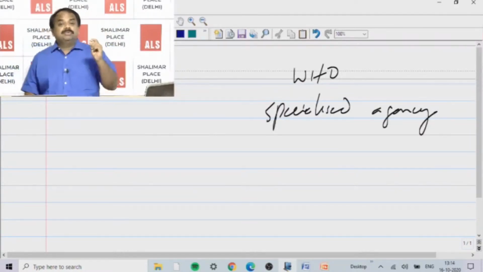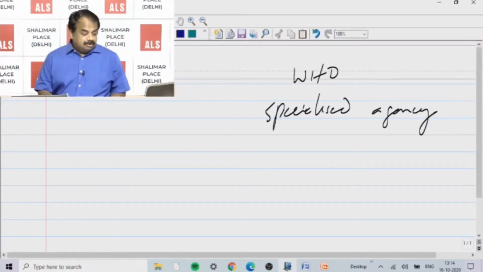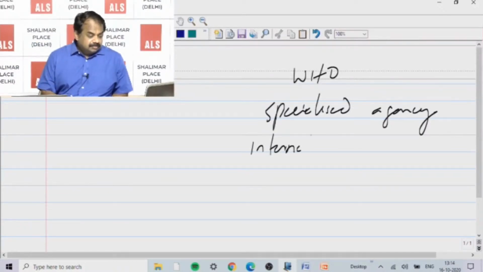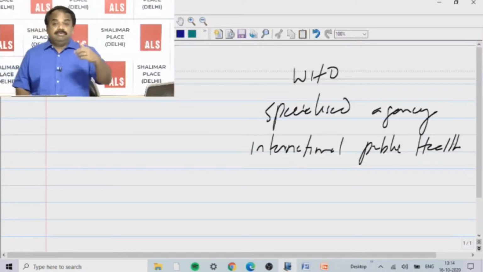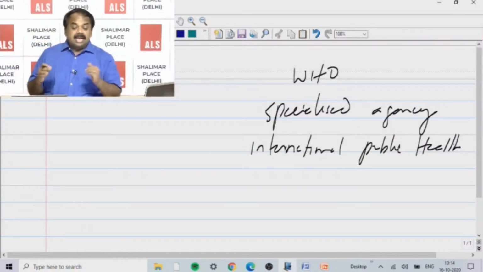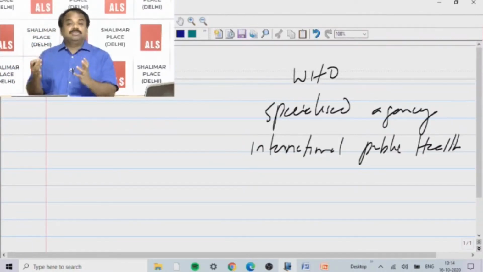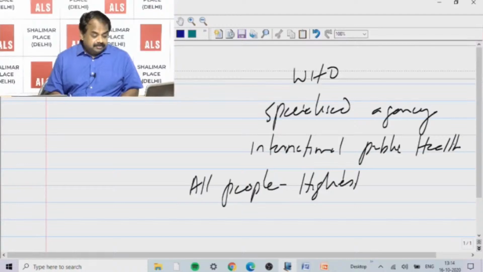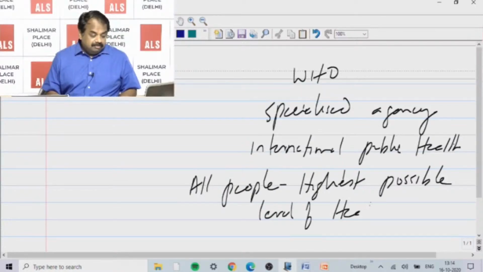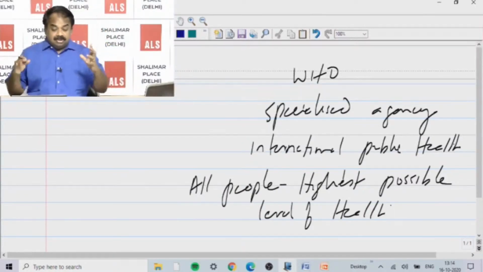And responsible for international public health. That is one thing. And as you know, if you look at the objectives of the WHO, the attainment by all people of the highest possible level of health. So that is one of the core aims.